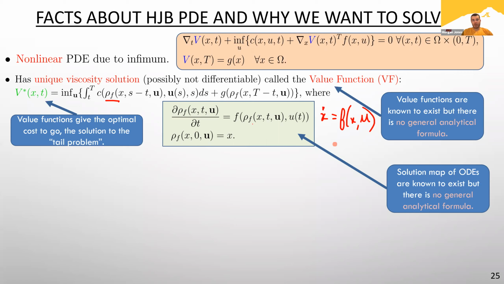And we say rho f, where the f corresponds to the vector field, is the solution map if it firstly satisfies the ODE and at time 0 equals the initial condition. And like value functions, we know the solution maps exist, but again, we don't have any analytical formulas for them.